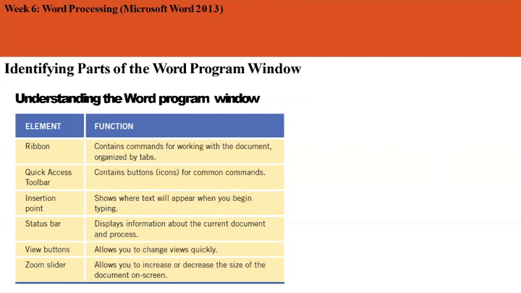So yung status bar, it displays information about the current document and processes. So binibilang niya yung number of pages, yung number of words. So kahit kalalagay mo lang yung word, bibilangin niya yun automatically.